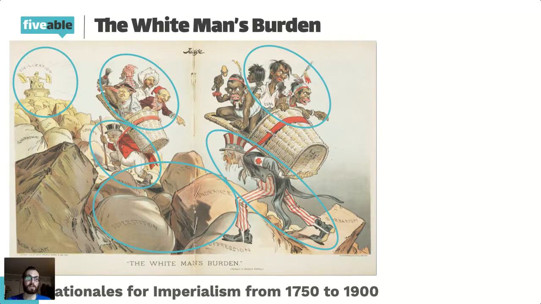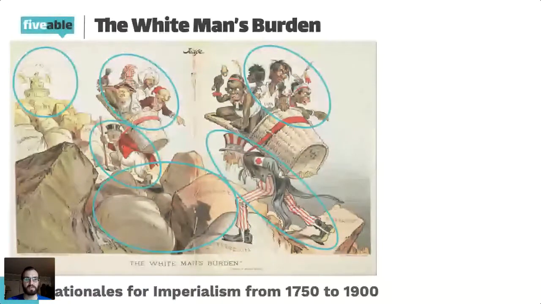So for example, in the basket above the United States, it literally says Cuba. This middle figure here just says Cuba on their shirt. And I believe this one says Samoa, which had recently become an American territory. Then over on the English side, this gentleman with the turban literally says India on it. And this is a fairly recognizable personification of China. And the gentleman wearing the fez is supposed to represent Turkey or the Ottoman Empire.